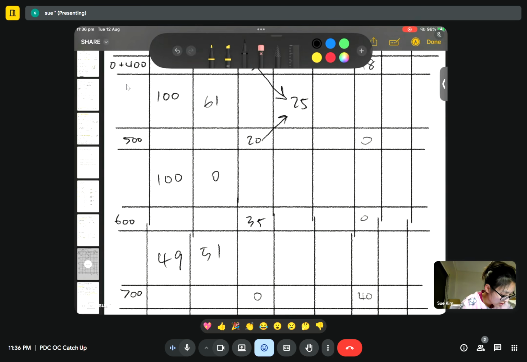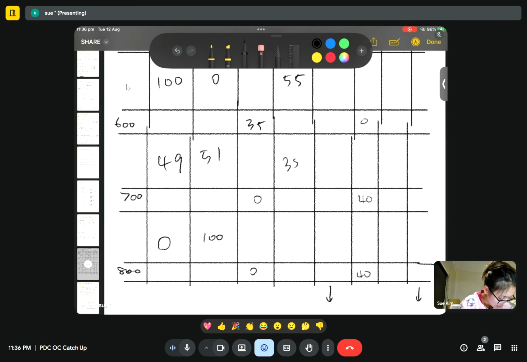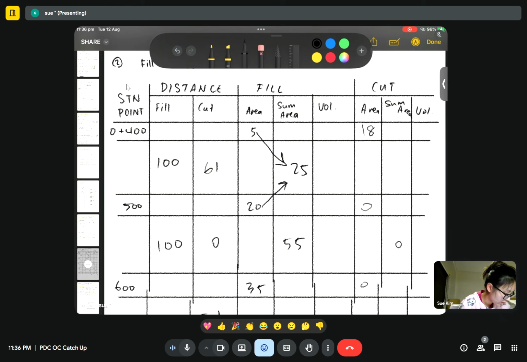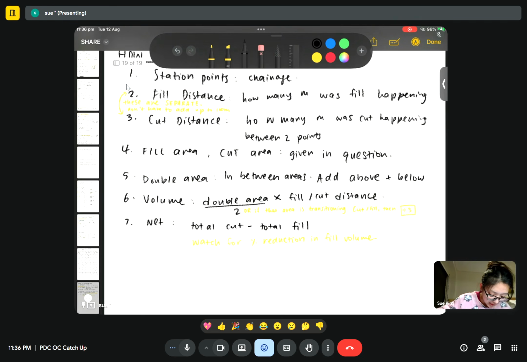So 20 and 35 gives me 55, 35 and 0 gives me 35, and then 0, and so on, like this, for cut and fill. Okay, and then number 6, now I need to find the volume. So what I'm going to do is take that double area I just found, divide it by 2, and then multiply it by the fill or cut distance.